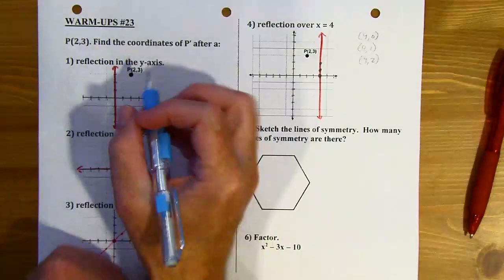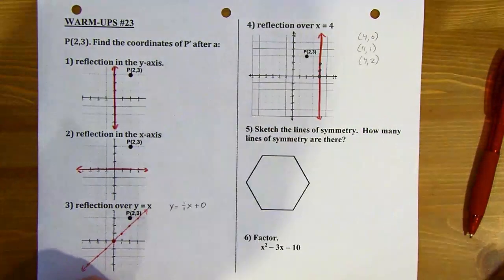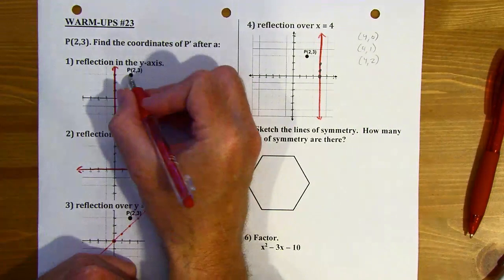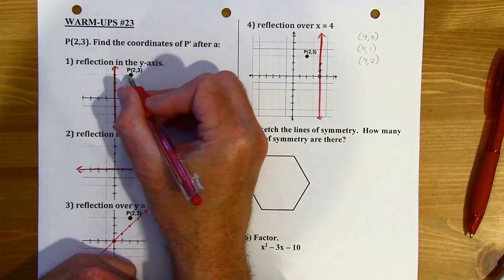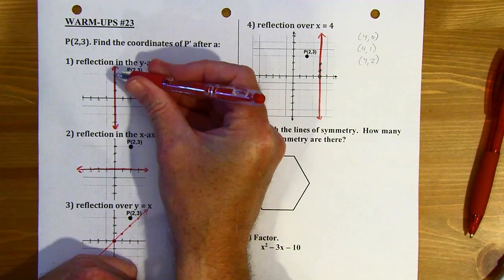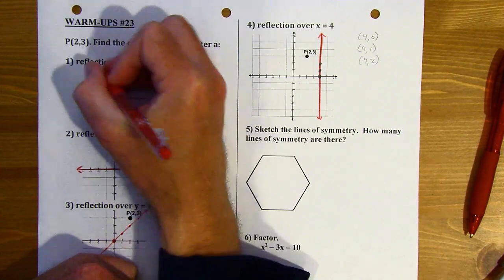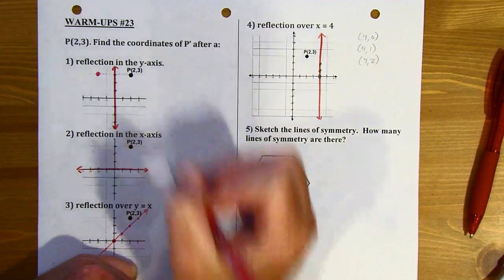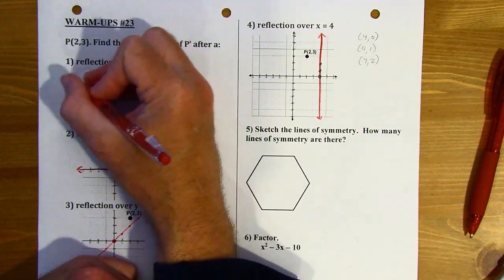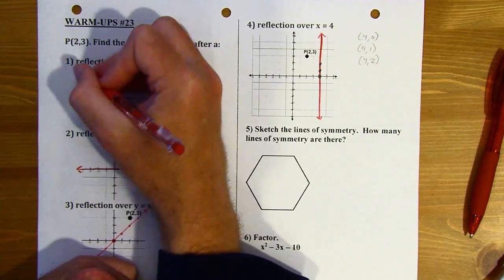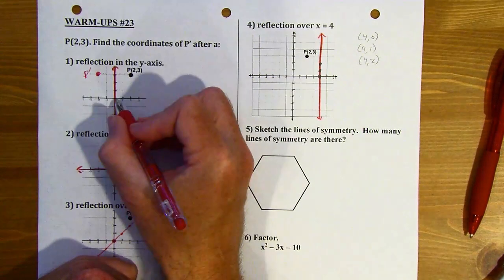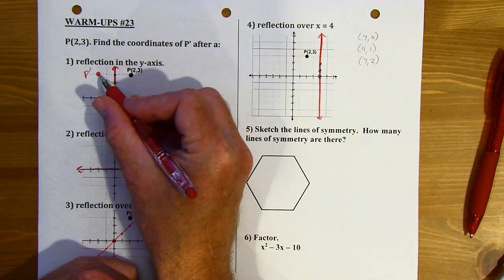Okay, when we're going over the y-axis, pretty straightforward. I can just see this is exactly 2 units from the y-axis. So I'm going to go straight to the y-axis, 2 units over, and I'll go 2 units out the other side, so this gets reflected right there. Okay, so this is going to be P prime after reflecting over the y-axis. And then if you look at the coordinates, it's 2 left, 3 up from the origin.